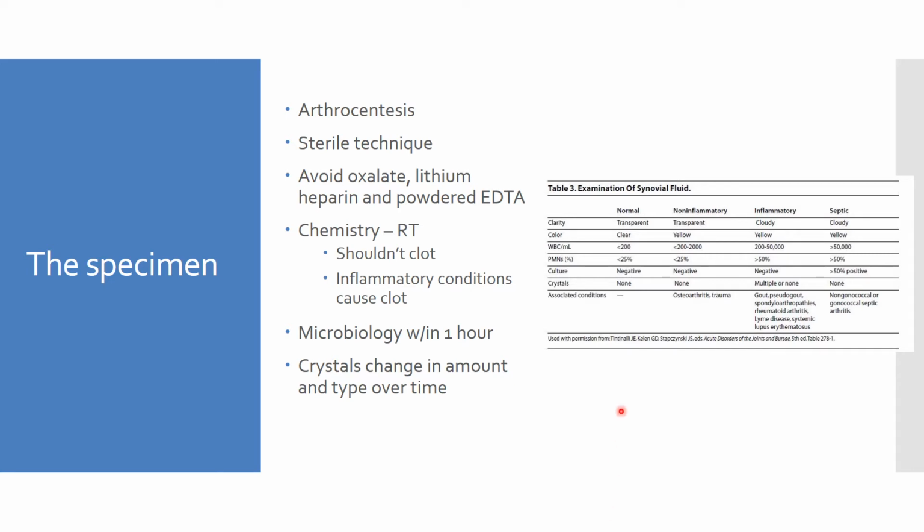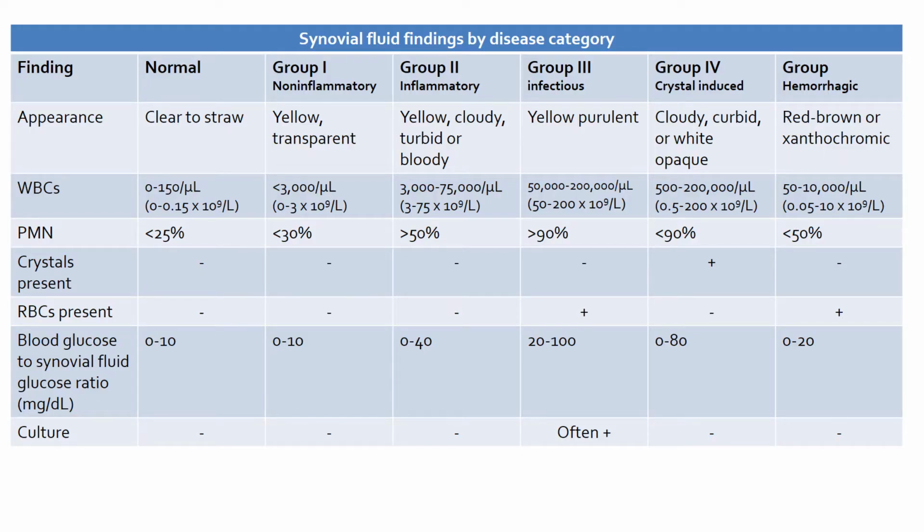This chart here is just giving you some basics. These are some basic findings that you might expect based on 4 different types of fluids that you could receive. The only one that's missing here is your crystal induced. Actually, they don't have the hemorrhagic here. Instead, they included a normal. So we're going to switch to this chart, which includes all of the groups.